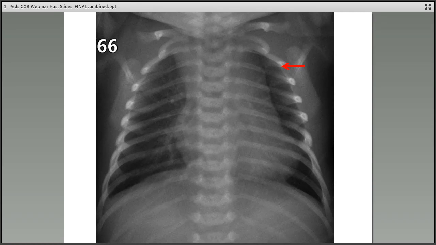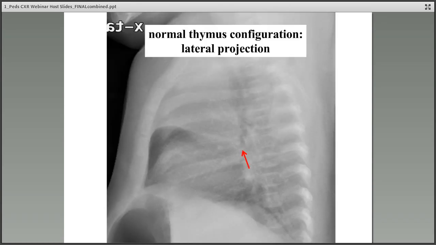The thymus, sorry, not sure why my, okay, all right.